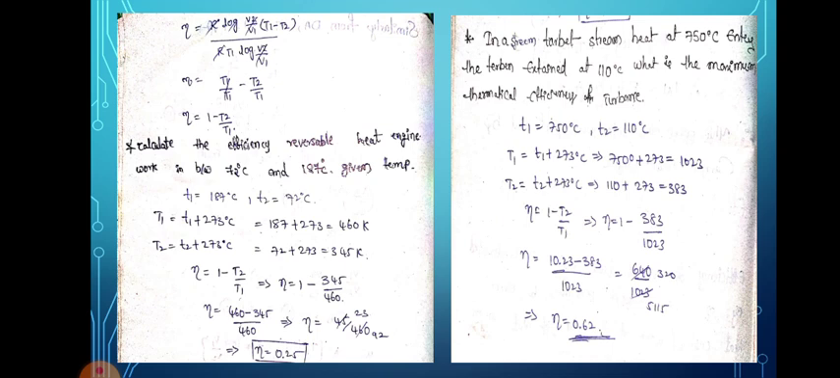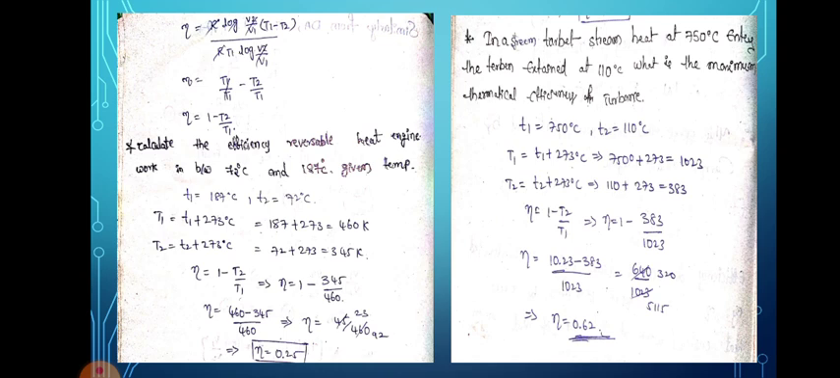So next one, second problem. In a steam turbine, steam at 750 degrees centigrade enters the turbine and is exhausted at 110 degrees centigrade. So what is the maximum thermal efficiency of the turbine? So here small t1 is equal to 750 degrees centigrade and small t2 is equal to 110 degrees centigrade.